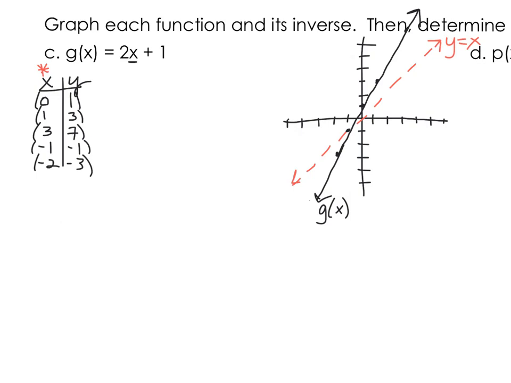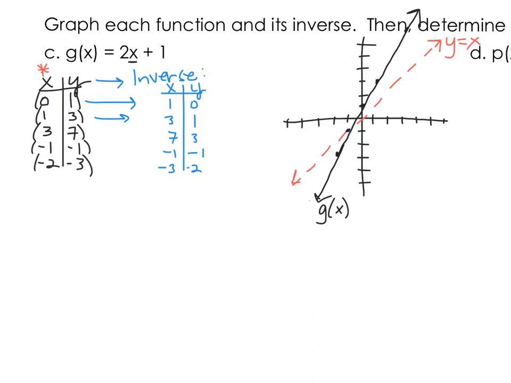The inverse as a table, remember by definition, is the reflection over the line y equals x. So I'm going to write x and y in the same order, but I'm going to reflect the ordered pairs. This means 0, 1 is going to become 1, 0. 1, 3 is going to become 3, 1. So we're just switching the x and the y, like we did in the definition up above. We'll have 7, 3, -1, -1, and then the last one will be -3, -2. Excuse me, -2, -3. There we go.